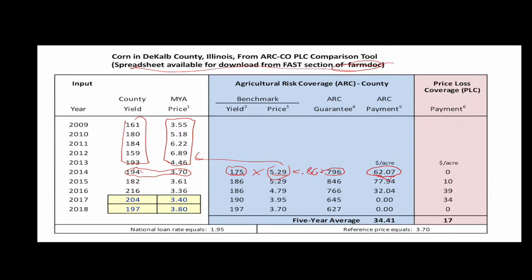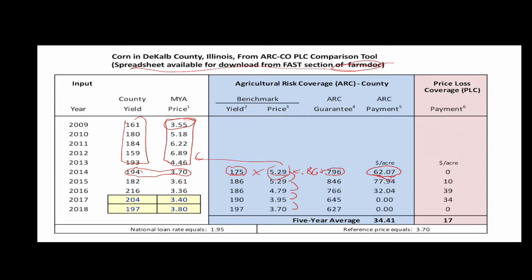And if we have a market year average price below 370, the reference price is used in the calculation, and that happened in 2009. We replaced that 355 with the 370. So as we're going through time, the benchmark yield and benchmark prices will change. The big thing that happened during this farm bill is the benchmark prices declined because we had higher prices during the earlier period, and then those prices came down.